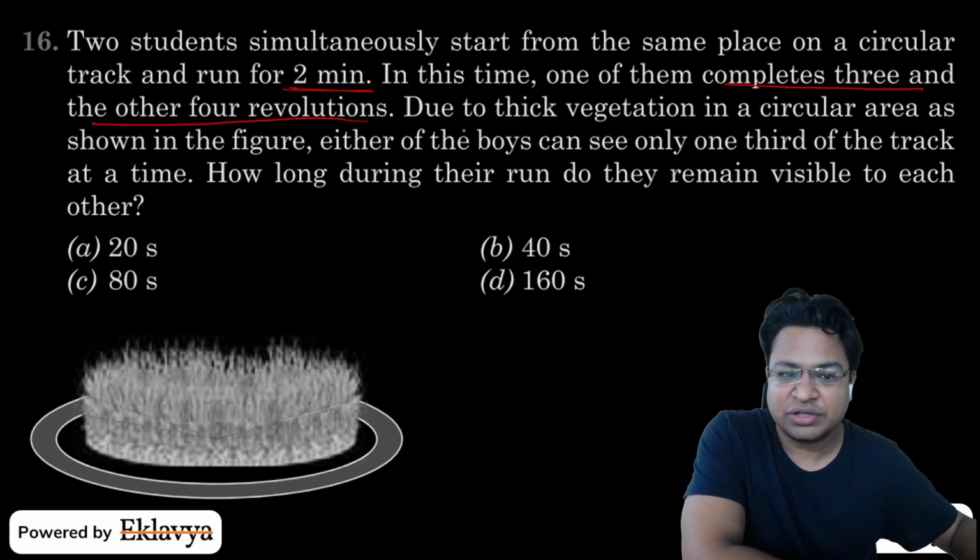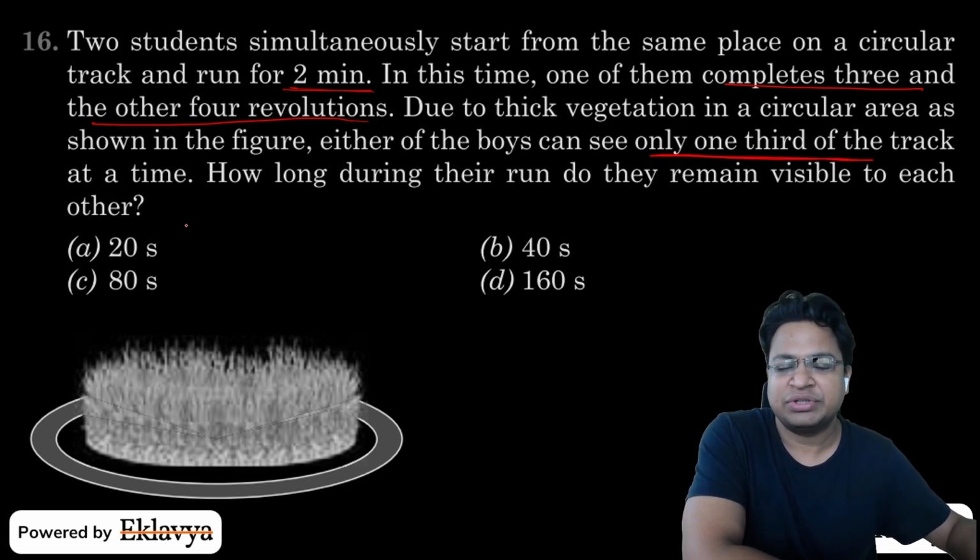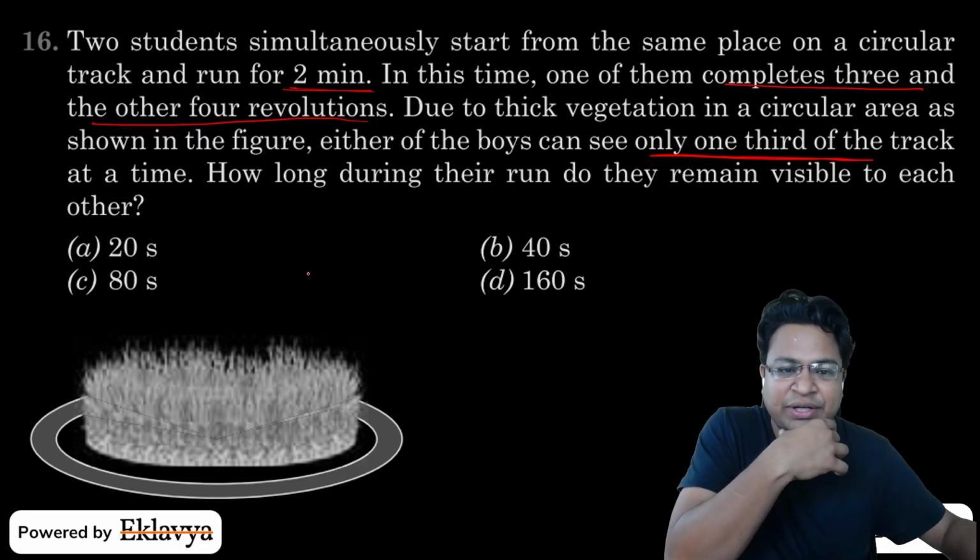Due to thick vegetation in a circular area shown in the figure, either of the boys can see only one third of the track. Okay. How long during their run do they remain visible to each other? All right. Now, what are the important points to notice here?